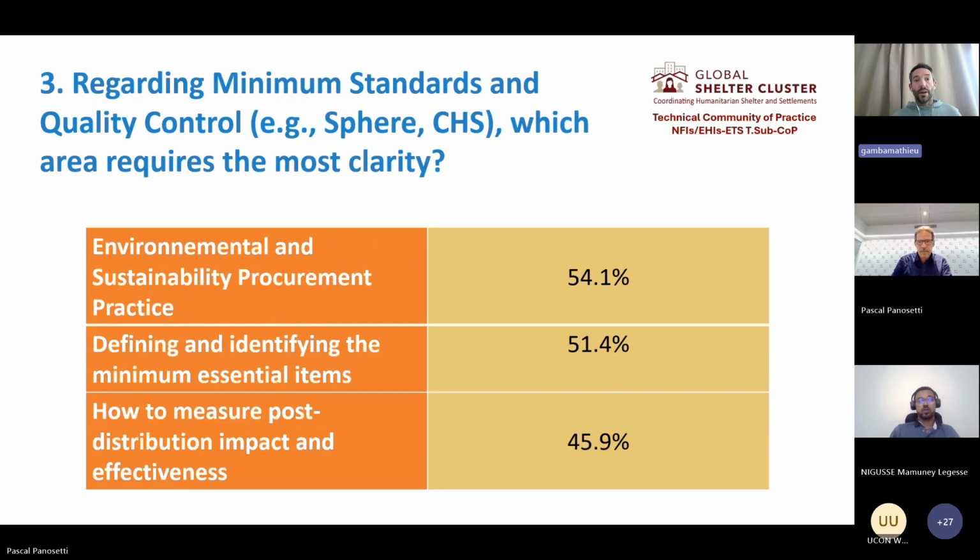The third question was about the area that requires the most clarity, always linked to NFI, but for standards and quality control. Environment and sustainability for procurement practice, and defining and identifying the minimum essential items were the two priorities identified. And also how to measure post-distribution impact and effectiveness. So again, these are things we can try to develop as a technical COP, and I think we will work on this in the future.